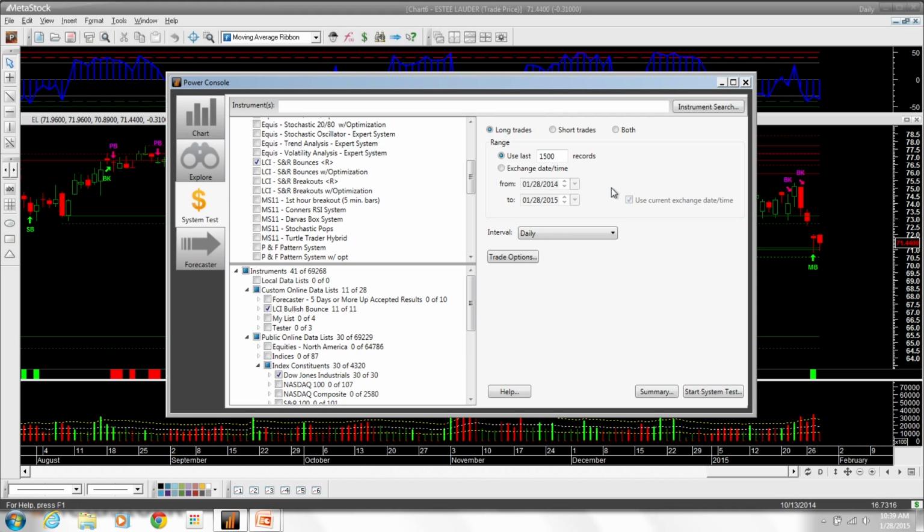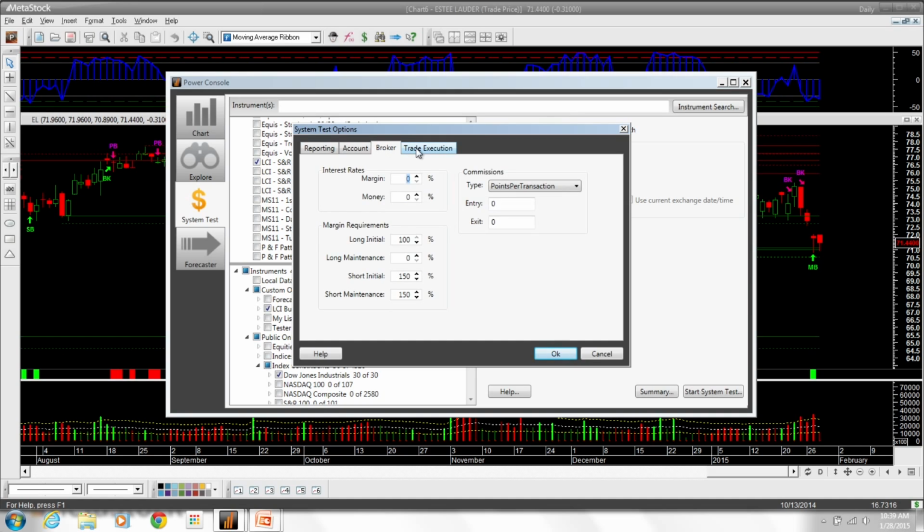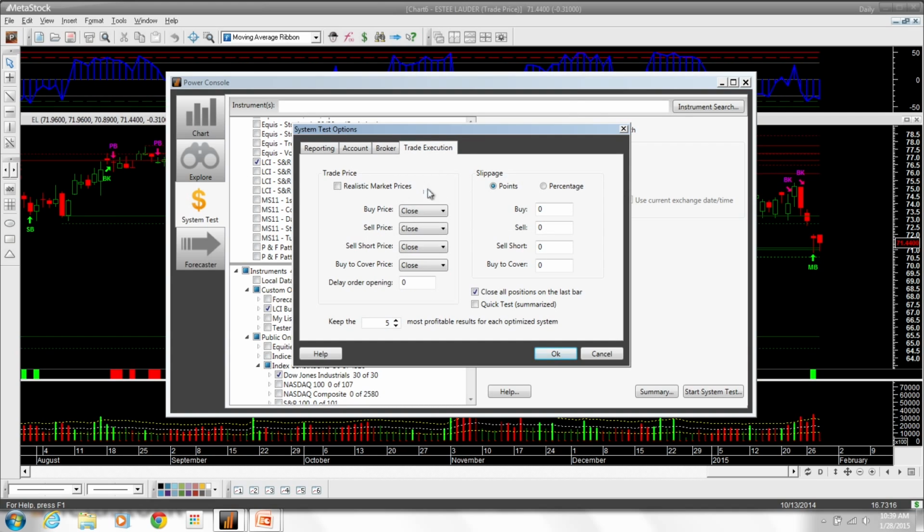Right now, I want to test and see how my buy signals are doing within Estee Lauder. So I'm going to select long trades only. And then my trade options, I'm going to set to percent of available equity at 30. A very important thing with the LCI trading system is to make sure that realistic market prices is unchecked, because I've already calculated all the limit orders and exit orders that you would place based off the system, and they are created in formulas within the system itself. So that's taken care of for you.